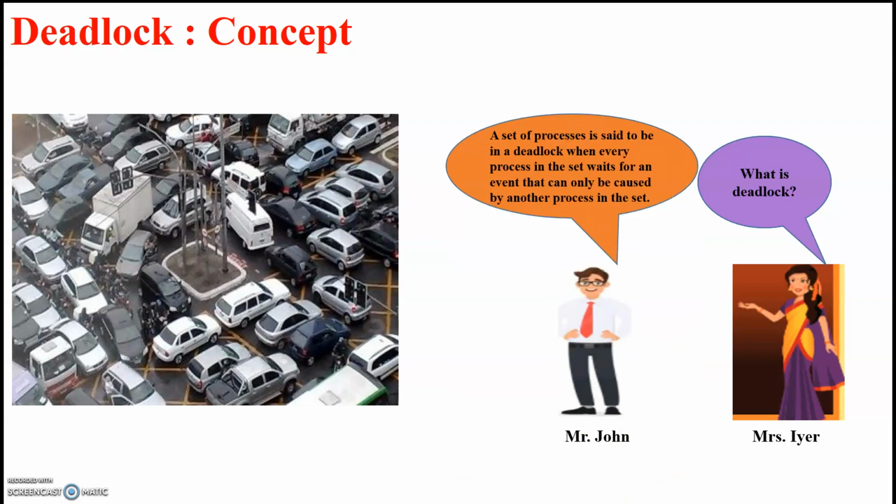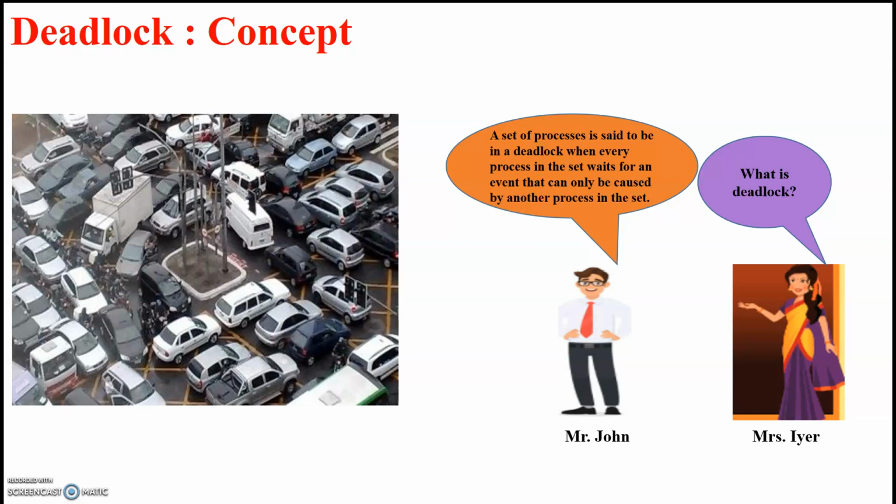So he replies saying that a set of processes is said to be in a deadlock when every process in the set waits for an event that can only be caused by another process in the set. Just map this definition to the picture over here. Let us consider this car. This car cannot move backwards, not even frontwards, because it has been blocked by some other cars. Similarly, this car is also not able to move in backward or front direction because it has been blocked by some other cars. So it is the case with all other cars in the image. This is where the deadlock comes into the picture.